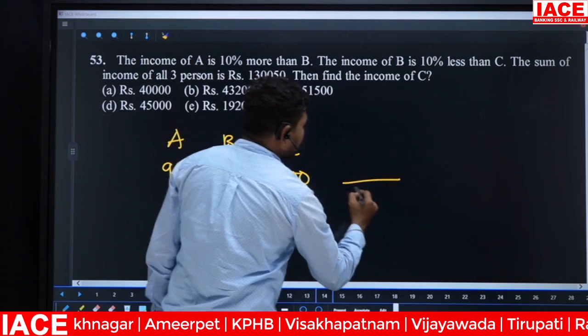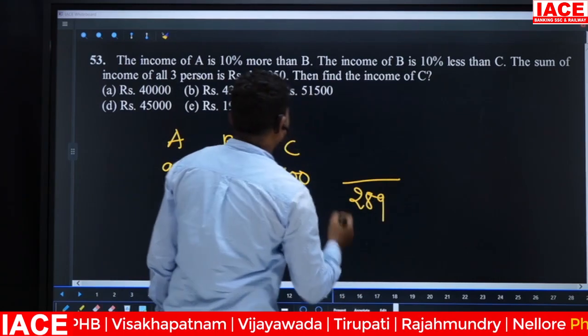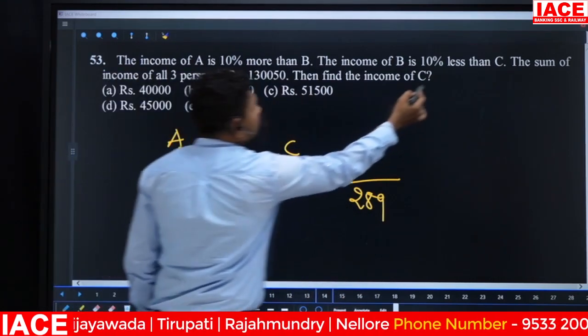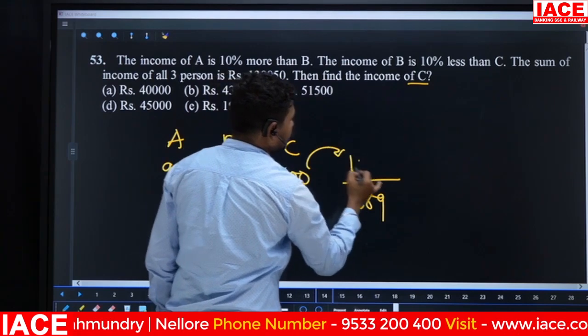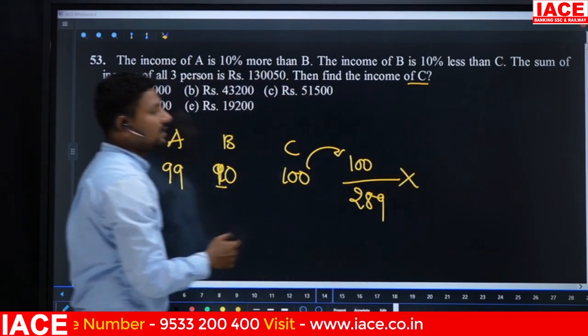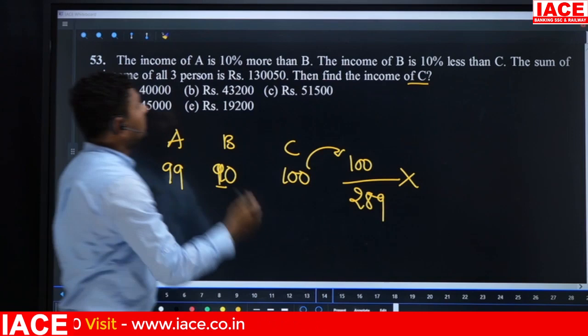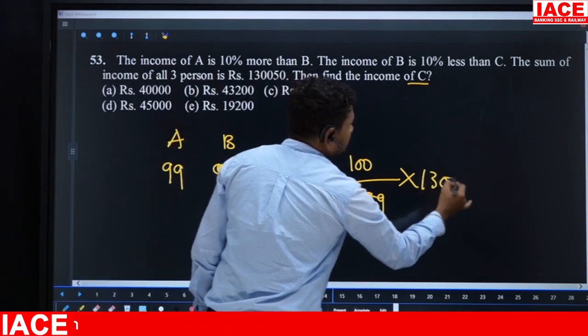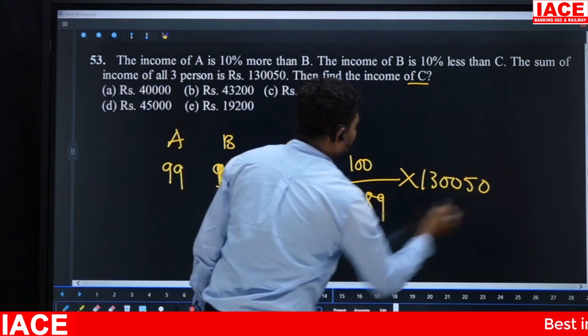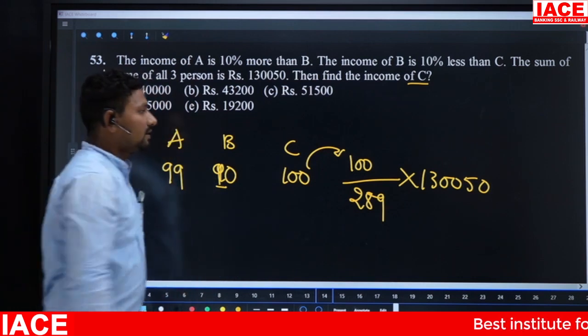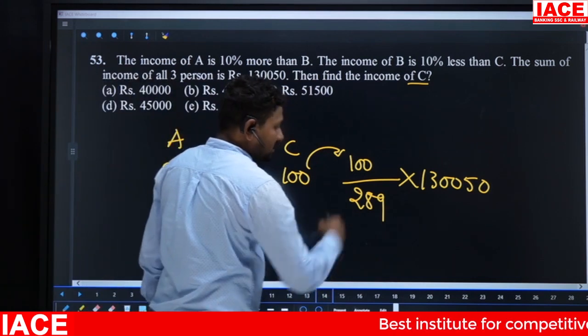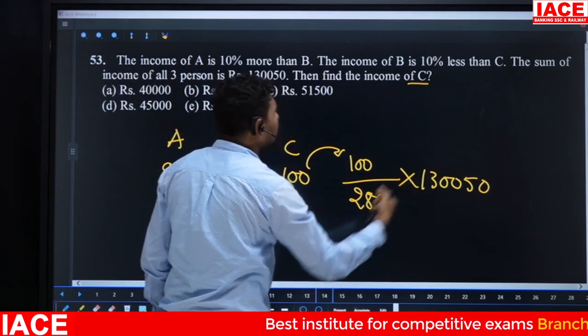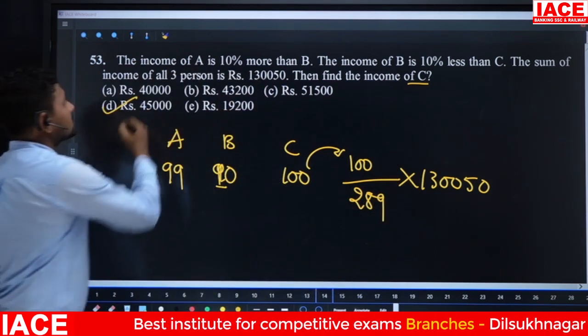Total parts are 289. Out of 289, whose value do we need? C's income is required. C has 100 parts. Then we have to distribute the money for C. Then 100 by 289 into the given money, 130050. 289 value is 17 square. When you solve step by step, 17 multiplied will get an answer. Our answer is 45,000.